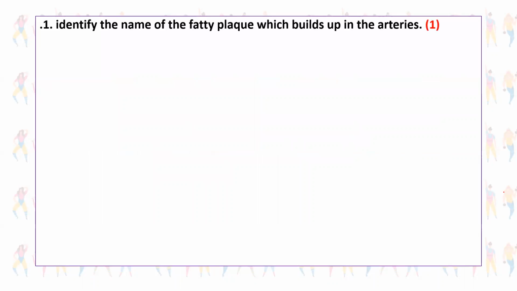Okay, so first question, identify the name of the fatty plaque which builds up in the arteries. So if you're not doing enough exercise, you're being a lazy boy, what's going to build up in your arteries? The answer is, it's called atheroma. Remember we looked at atherosclerosis and things like that, and it's the atheroma, which is the fatty plaque that builds up in those arteries and causes lots of problems.